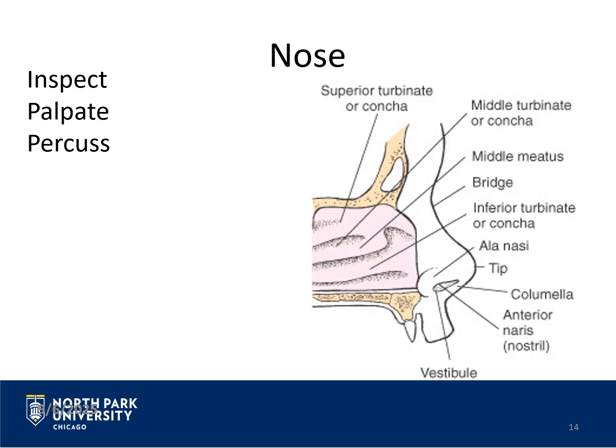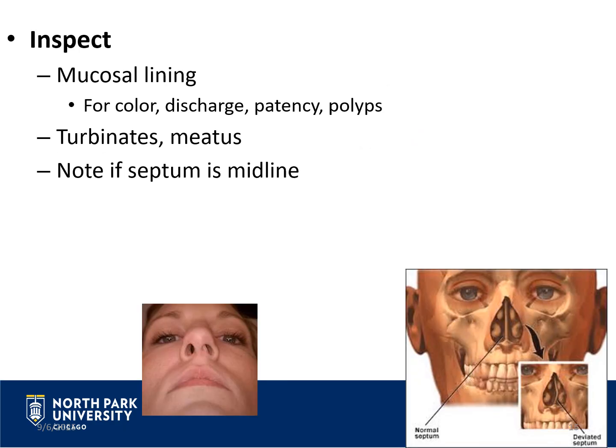Here are some things that you're looking for in the nose. This is what I was talking about. When you look up there, you can see these turbinates. Turbinates are folds of tissue, and they swell up, and that's one of the things that causes congestion.